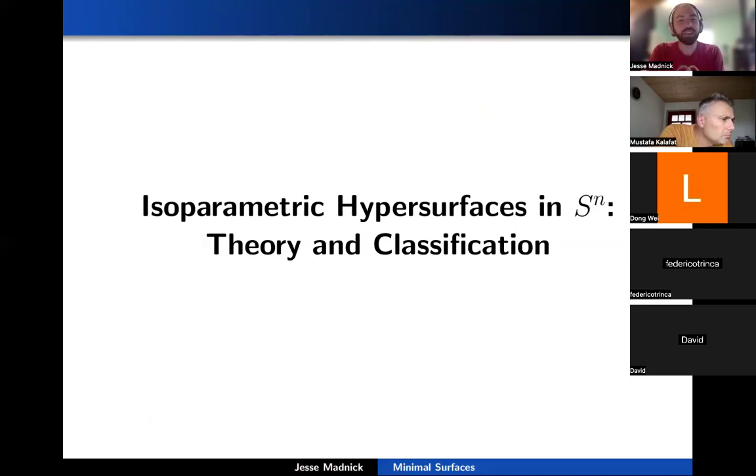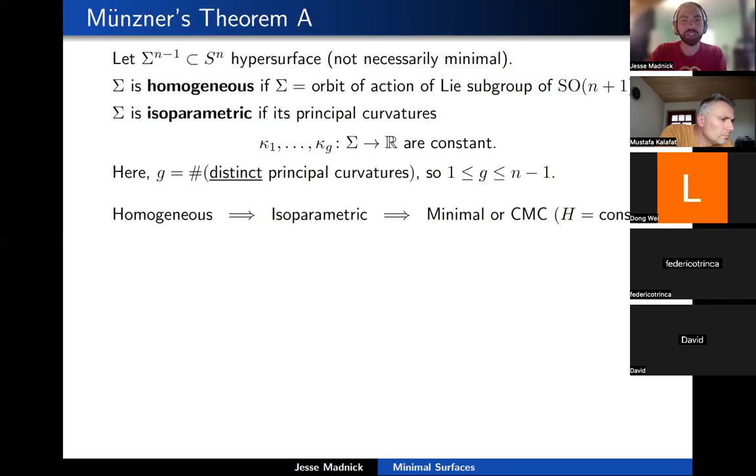So let's discuss the theory and classification of isoparametric hypersurfaces in S^n. One more time, sigma is homogeneous if it's the orbit of a Lie subgroup of SO(n+1). And your hypersurface is isoparametric if all the principal curvatures are constant. So historically, what happened was, these hypersurfaces were studied by Elie Cartan in the 1930s, who proved some really beautiful results about them. He actually classified the isoparametric hypersurfaces with g equals 1, 2, and 3.